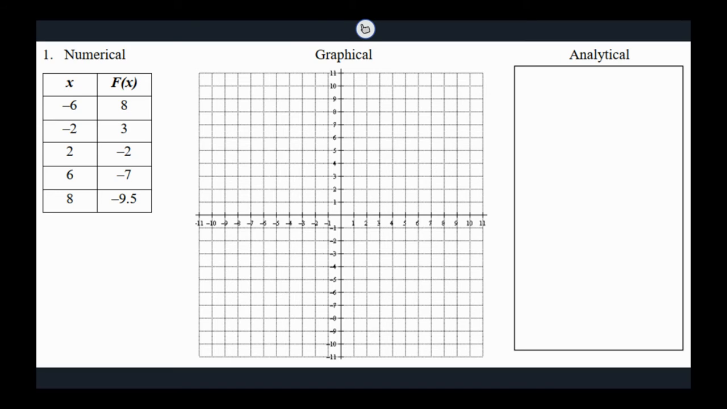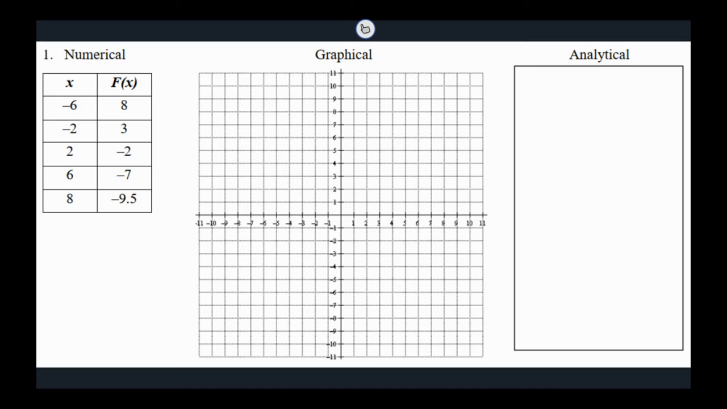Okay, so now we have a new function f of x. They give us some points, so a numerical representation. We have a graph where we can graph it. And then analytical really just means algebraically. How are we going to talk about this graph? Okay? So you have a table underneath.